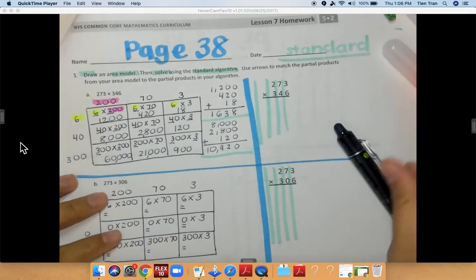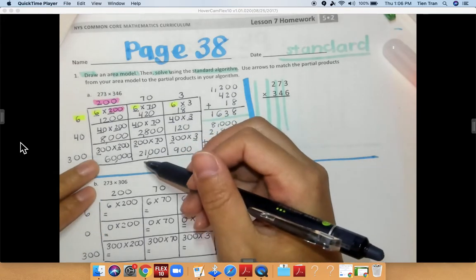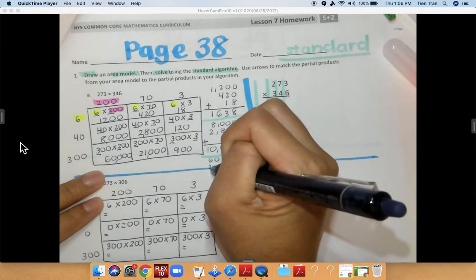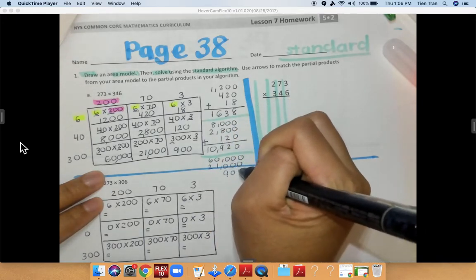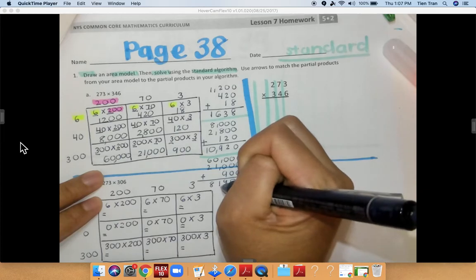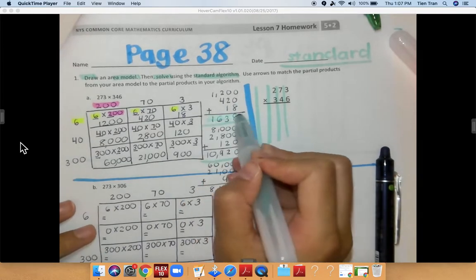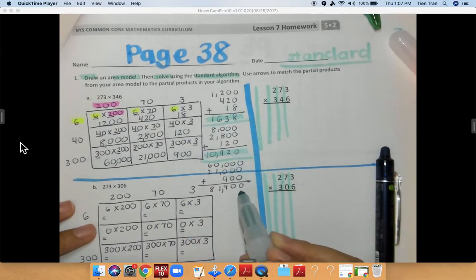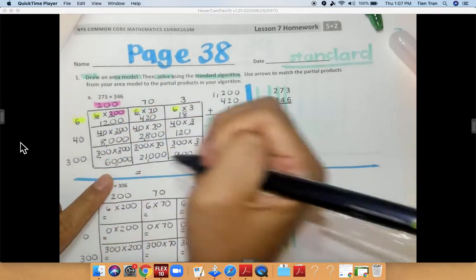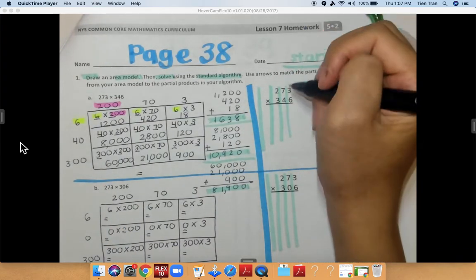Now, the last one, which may not even fit here, but I am adding 60,000 plus 21,000 plus 900. So I get 0, 0, 9, 1, 6, 7, 8. I get 81,900. Now, when you add these numbers together, 1,638, 10,920, and 81,900, you are going to get your answer for the equation. So I'm going to pause on that because I want to do the standard algorithm first, and then we're going to see if we get the same answers.